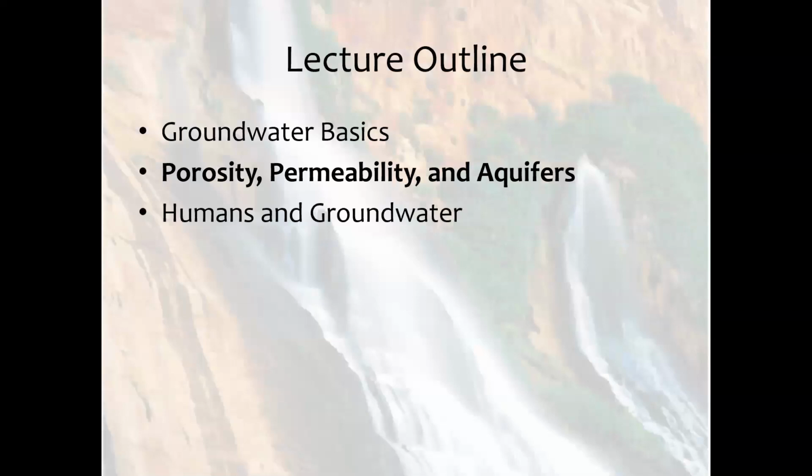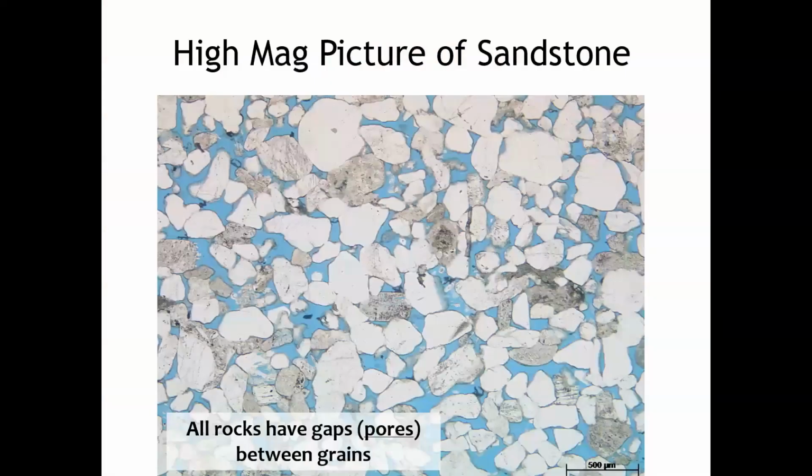Let's talk now about porosity, permeability, and aquifers. This is a high magnification picture of sandstone. So this says this is 500 microns here. That means that double that length, this is 1 millimeter. So this is way zoomed in, right? 1 millimeter is around the width of a fingernail, maybe slightly more than that. But just to think that this is a pretty zoomed in picture of the sandstone, right?